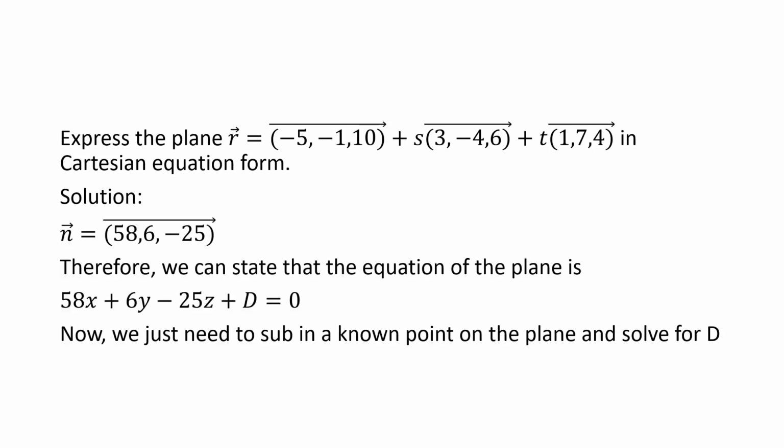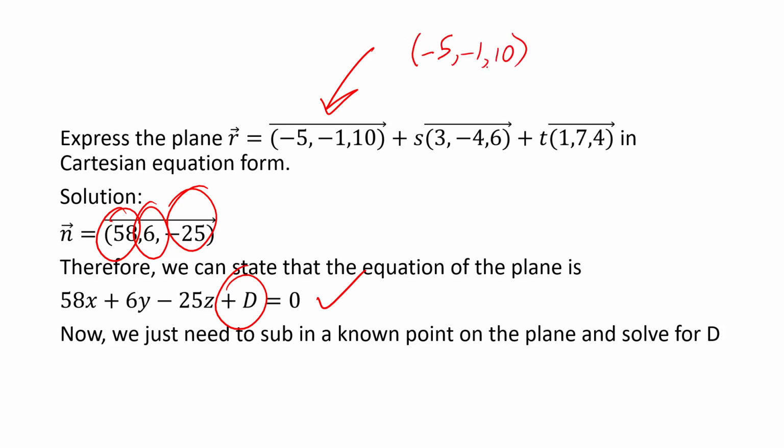Well, what we were saying earlier on those blue sides is we can therefore say that 58x plus 6y minus 25z plus some unknown value of d will equal 0. To solve for d, all we have to do is plug in any point we know to be on the plane. Since -5, -1, 10 is a valid position vector, that means the point -5, -1, 10 is definitely a point on the plane. So plugging in this point to this equation is going to allow us to solve for d.